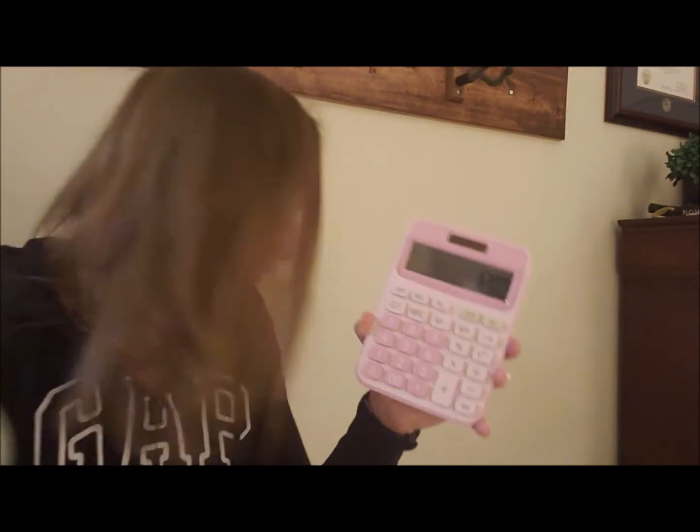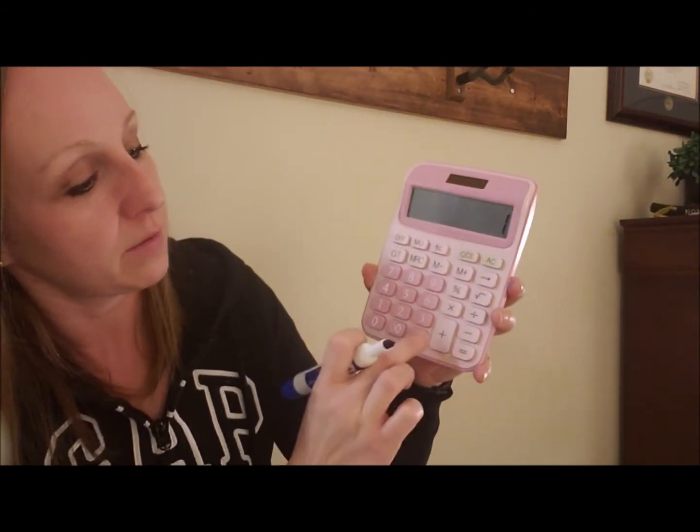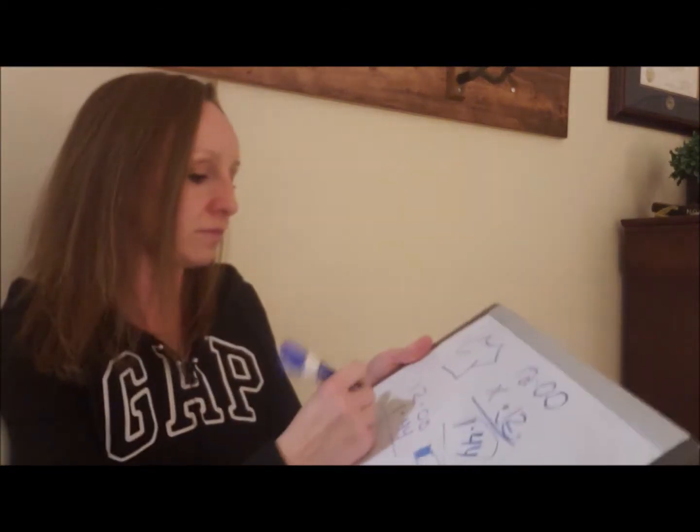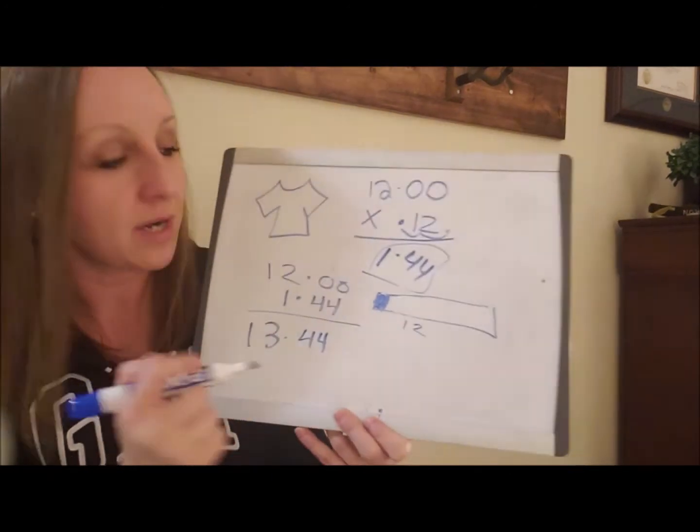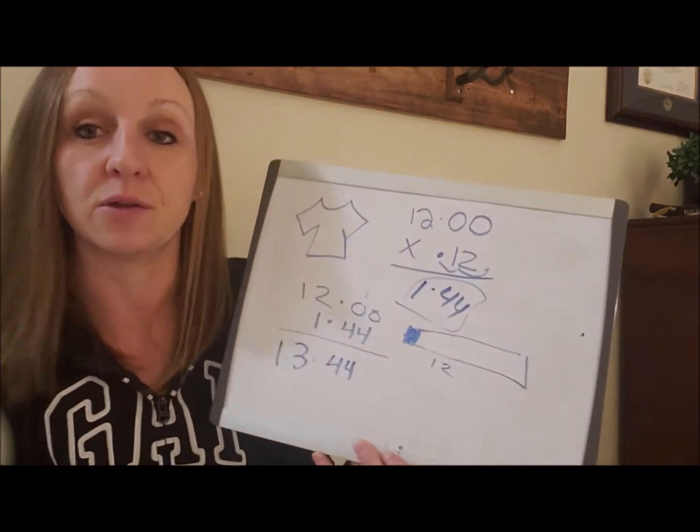I've got $12. And just for fun, I'm going to put in 0.00 because I'd be confused otherwise. I'd be like, where's the 00? So $12, I'm going to add $1.44. You guys can hopefully see this. I hit my equal sign and it's showing me $13.44. So I'm going to write this down, $13.44. This is how much my shirt now costs with the tax included.